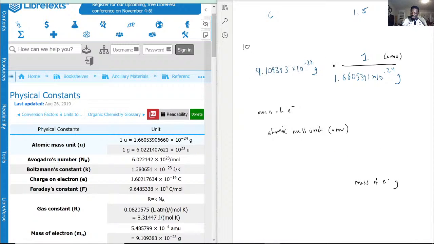And we just plug it in, because you notice these two cancel out, and once you make these two numbers, in a sense, fight, I guess, because they're quite tiny numbers, 10 to the negative 28 and 10 to the negative 24, make sure you put it into your calculator the right way. 9.109383 divided by 1.660539.